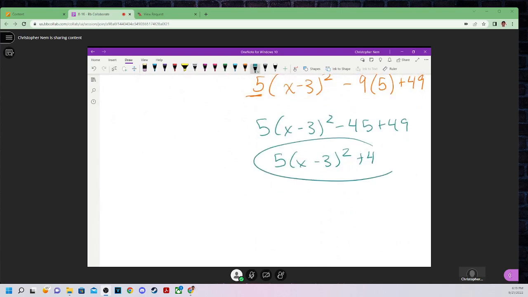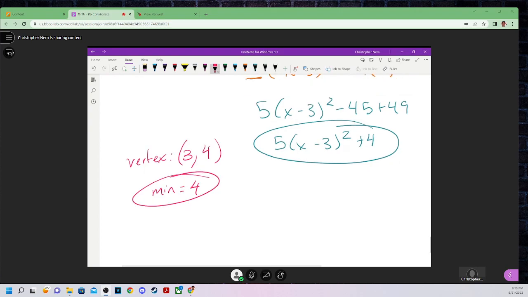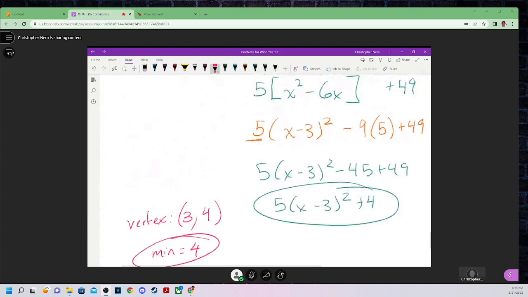So my vertex is located at (3, 4). So my minimum is equal to 4. That's one way to do it. There's other ways to do it, and we'll discuss that in a bit. Now, that's how you can find a maximum or minimum.